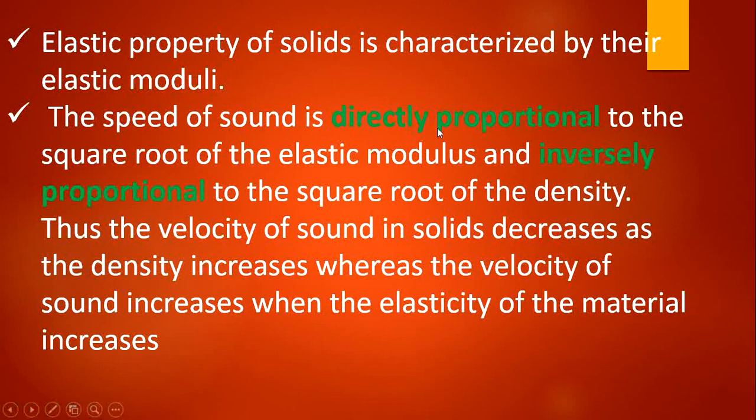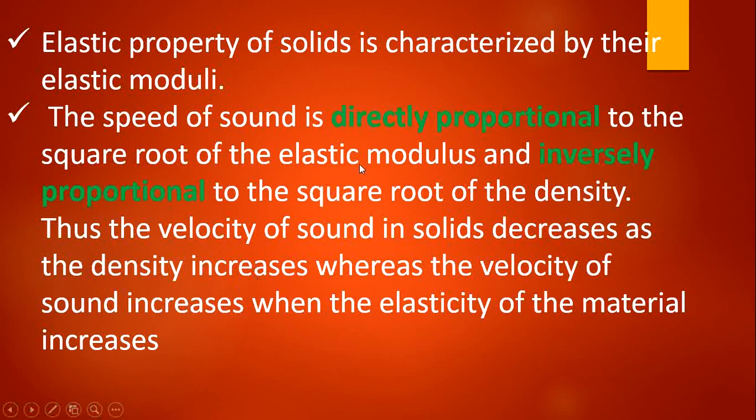The speed of sound is directly proportional to the square root of the elastic modulus and inversely proportional to the square root of the density. That is, the factors affecting the solid are elastic modulus and density. What is the relationship between the elastic modulus and density? For elastic modulus it is directly proportional and for density it is inversely proportional. So the velocity of sound in solid decreases as the density increases, whereas the velocity of sound increases when the elasticity of the material increases.